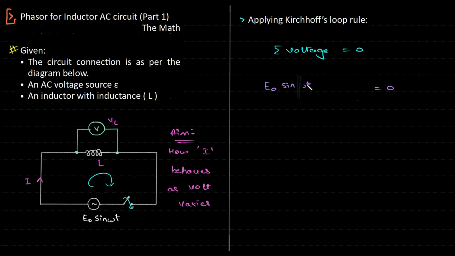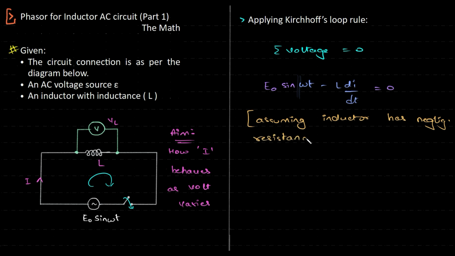So E naught sine omega t minus L di by dt equals 0. This is for assuming the inductor has negligible resistance. Okay, so we are trying to figure out the expression for I. So next step is expression for I.